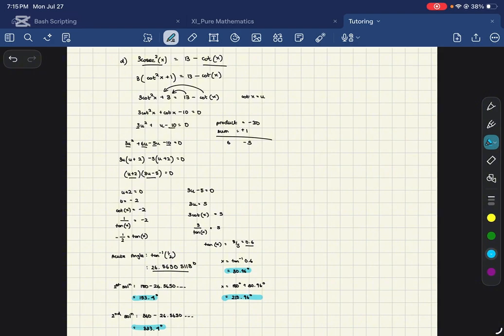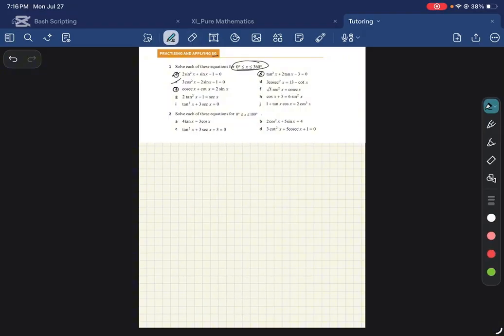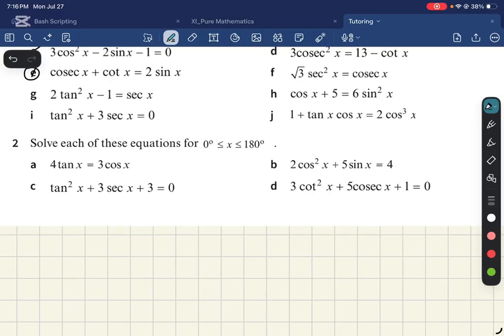And let me quickly check. Part D, 30.96, 210.96, 153.4, and 333.4 degrees. All right. So let me quickly erase it, and I'll leave E for you to try on your own. And we need to go to part F.